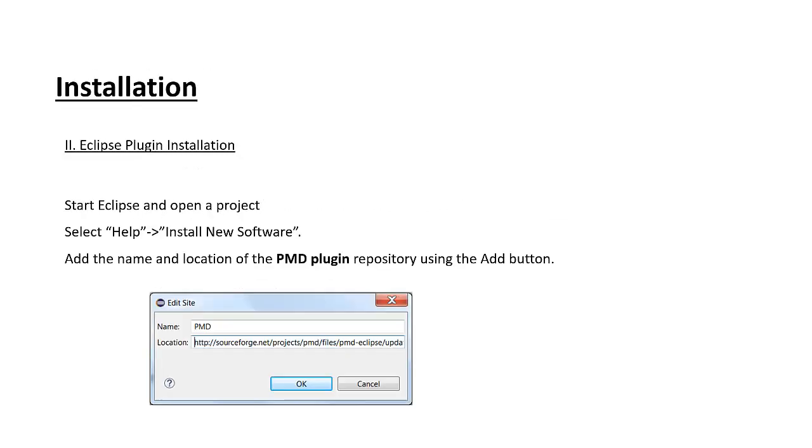Next is the installation of it as an Eclipse plugin. Installing it through the plugin is pretty simple and straightforward. You start your Eclipse and open any project. Then you go and select Help, and then the Install New Software tab. Then you add the name and location of the PMD plugin repository using the Add button, and you put the SourceForge location, which you can see on your window, and you name it PMD and add it. Once you are done with this, the PMD plugin is successfully added in your Eclipse.